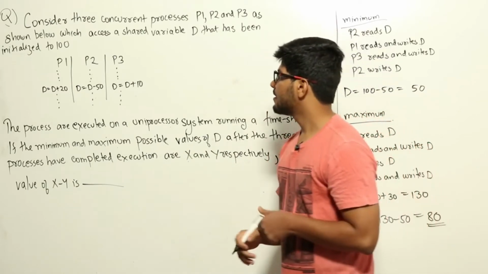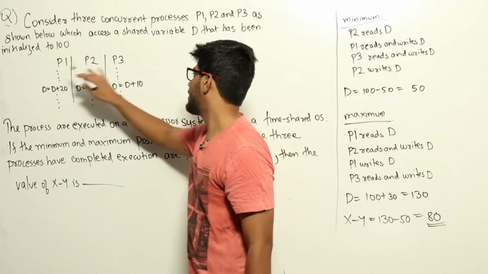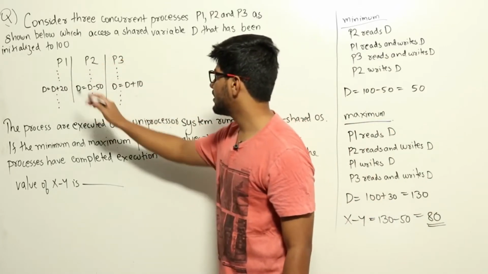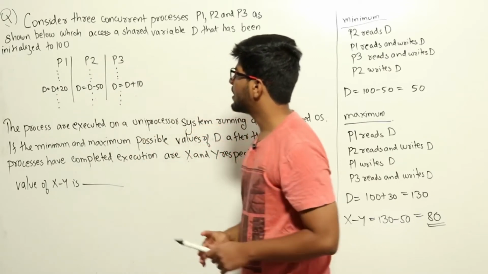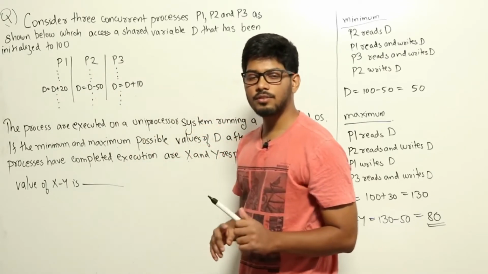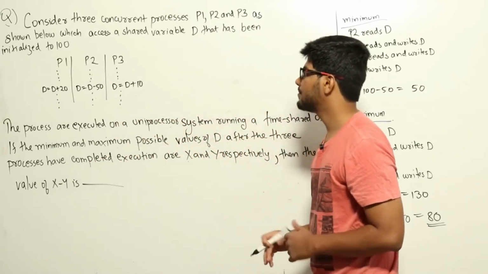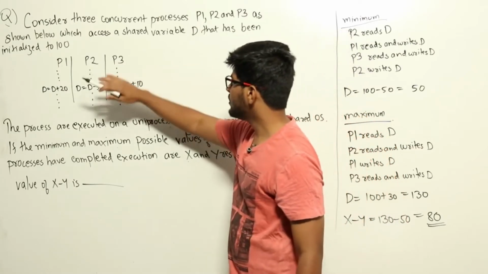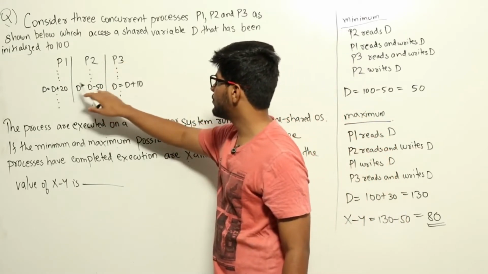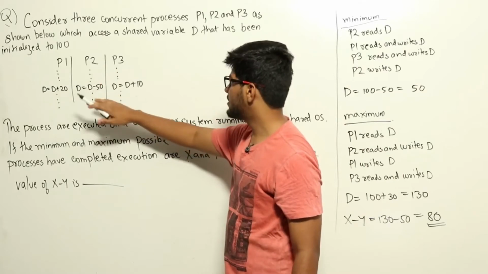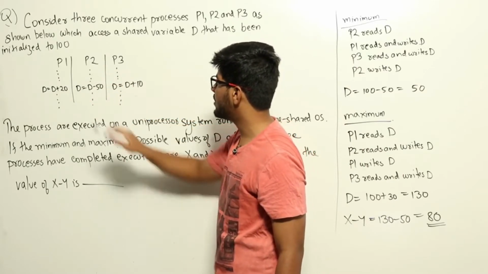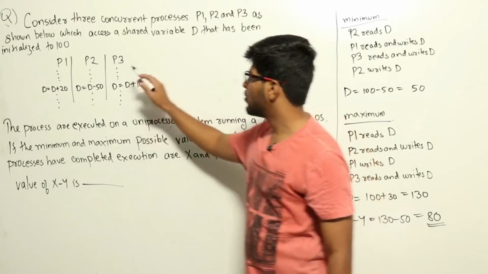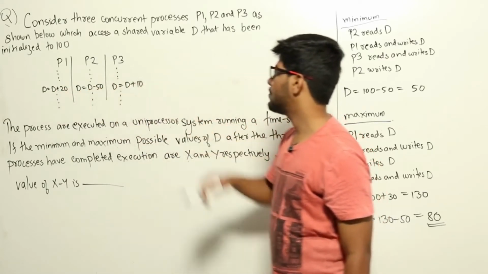Now if you take a look here, P1 and P3 both are increasing d by 20 and 10 each. Now P2 is decreasing the value of d by 50. Now first let us try to find out the minimum. Now the minimum clearly happens when P2 makes changes to the d. Now let us find out if there is any way P2 can make a change to d and override the changes of P1 and P3.